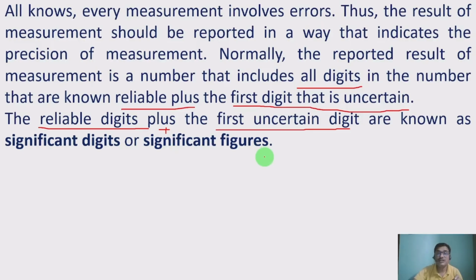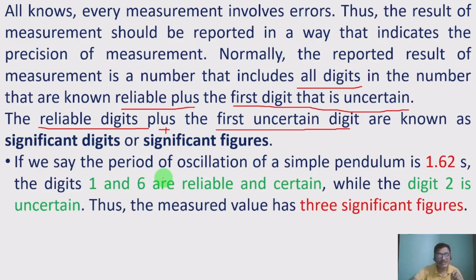In the measured number or value we have, there will be the reliable digits plus the first uncertain digit, and all of these together are called significant digits, or the significant number.